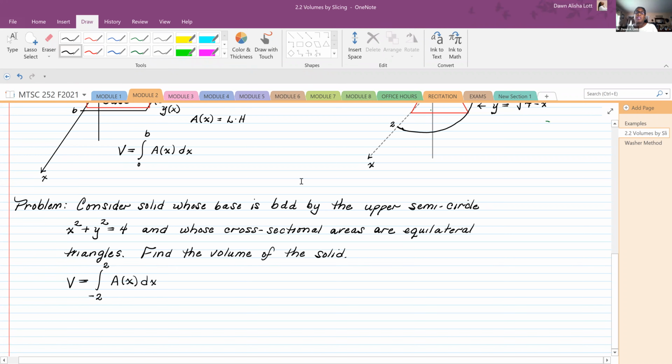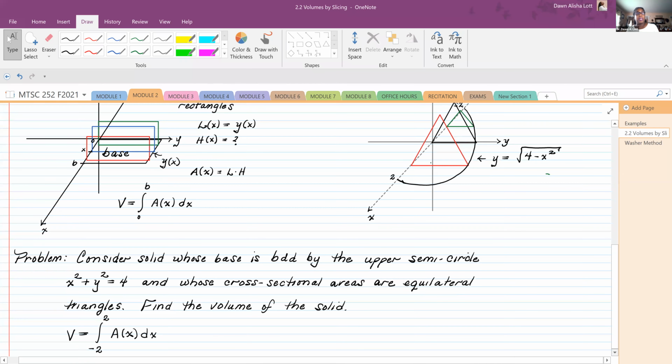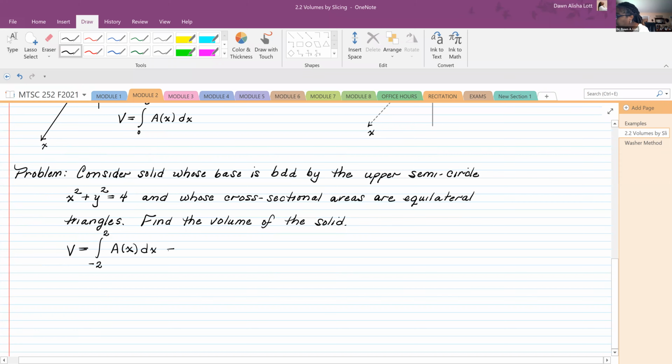And in this particular problem, it's symmetric. So if I want, I really only need to do 2 times the integral from 0 to 2. I really only need to do that much, because it is symmetric. So for this particular problem, not every problem, but for this one, I can do 2 times the integral from 0 to 2 of whatever my area is.